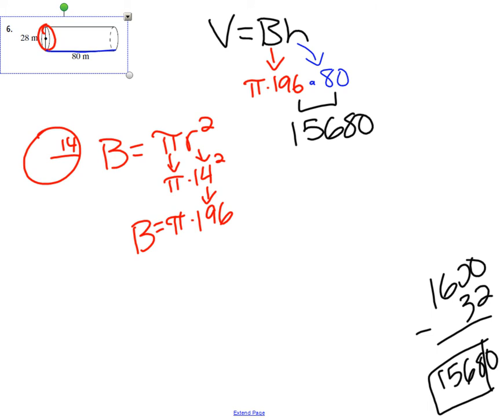All right, so there's our answer, and this is times pi. And this is a totally accurate answer. This is actually the most accurate this answer will ever be, except it should have a unit at the end. So this is meters cubed.